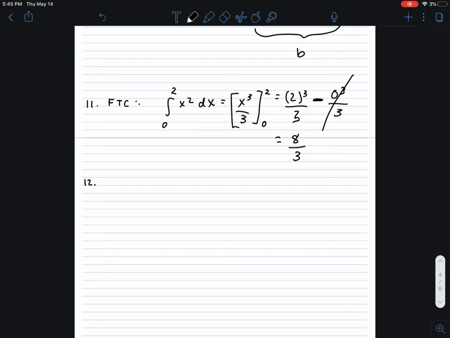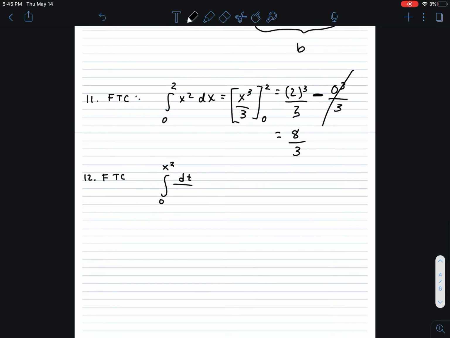And then for number 12, this is also a fundamental theorem of calculus thing. If I had the integral from 0 to x squared of dt over t plus 1, and we're taking the derivative, d/dx. Oh my god, I'm so sorry, guys. I'm mixing up my dt's and my dx's.